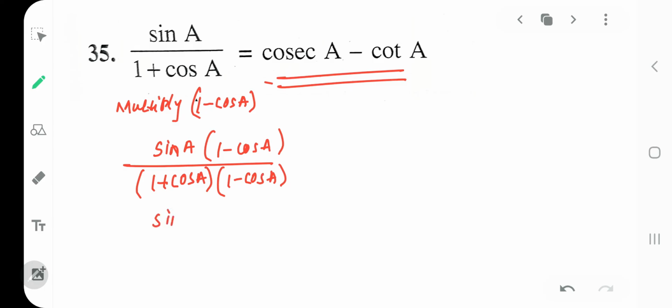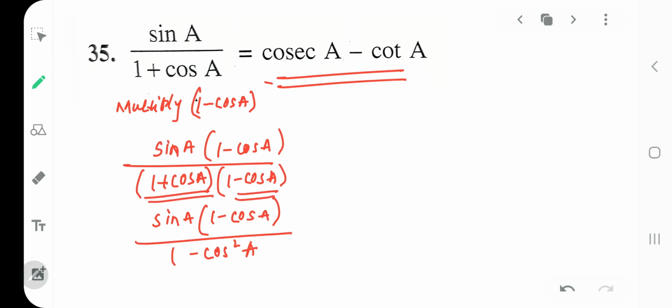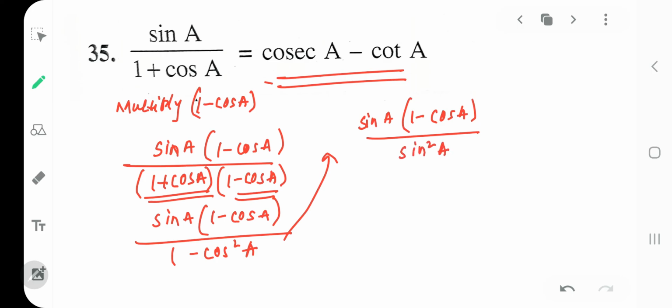So that will be sin A into 1 minus cos A upon 1 minus cos square A. Because A plus B, A minus B is A square minus B square. So if you have 1 plus cos A, 1 minus cos A, you will write it 1 minus cos square A. I'll keep the numerator sin A into 1 minus cos A as it is. Down for 1 minus cos square A, can I write it sin square A? Open the bracket, so sin A minus sin A into cos A upon sin square A.